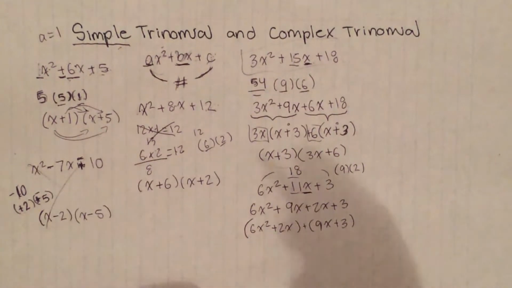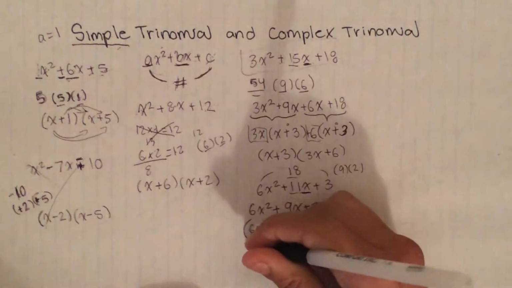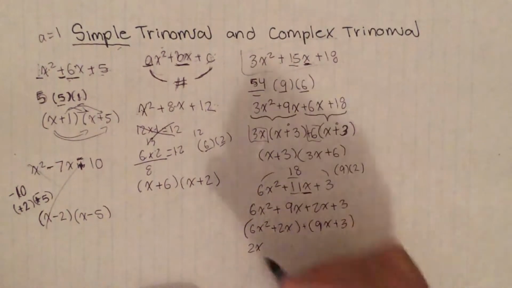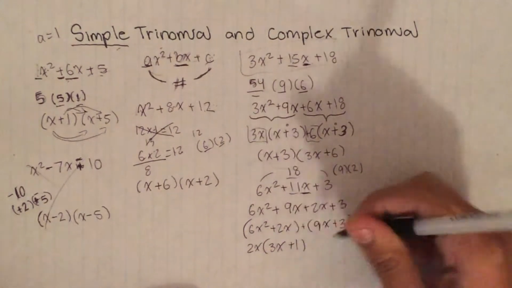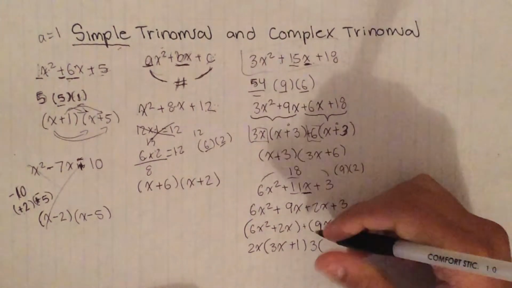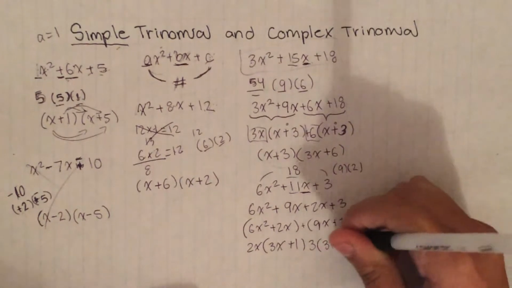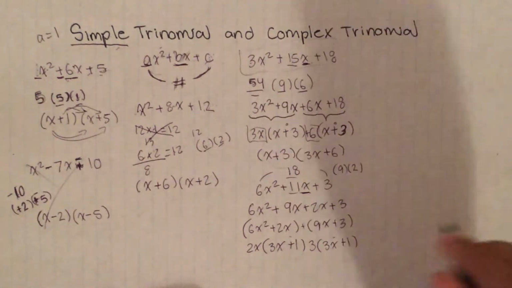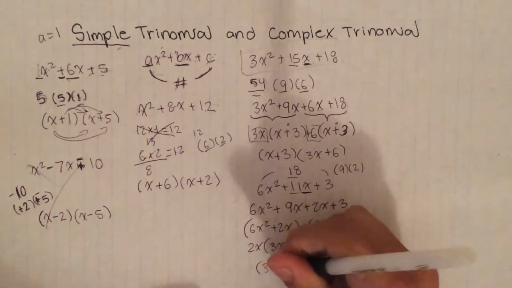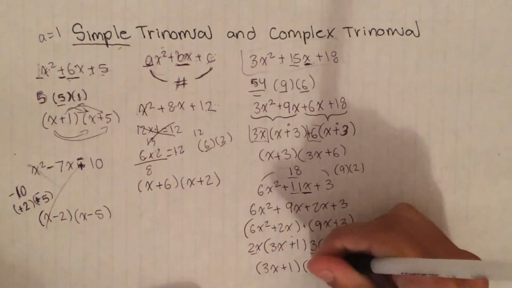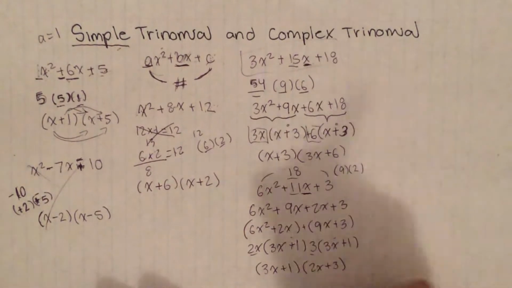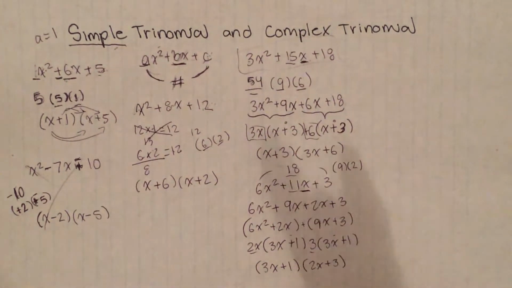Now I'm going to pull out what they have in common. The 2x is in common with this one, so then it's going to be 3x plus 1. And then here 3 is in common, so it's going to be 3x plus 1. These are binomial, so I'm going to put them together here, 3x plus 1. And then I'm going to get the leftover terms and put them in the next bracket, 2x plus 3. And there's the answer. And here's another example.